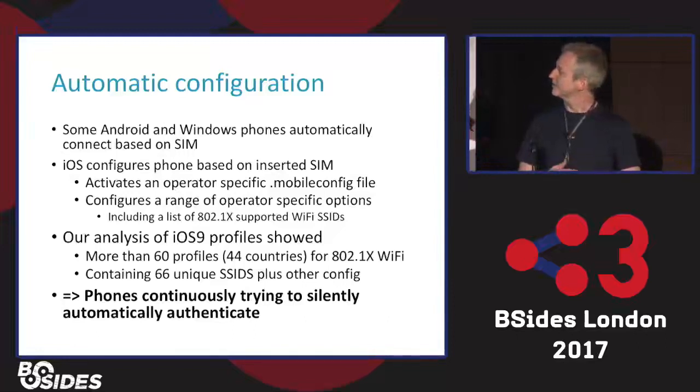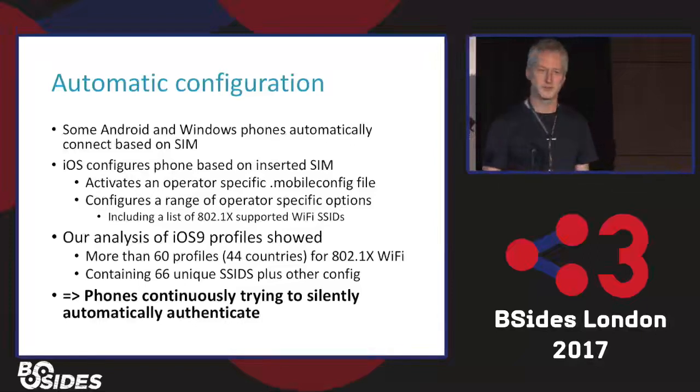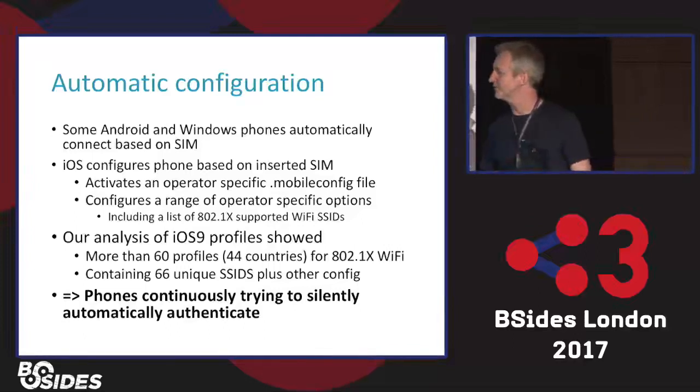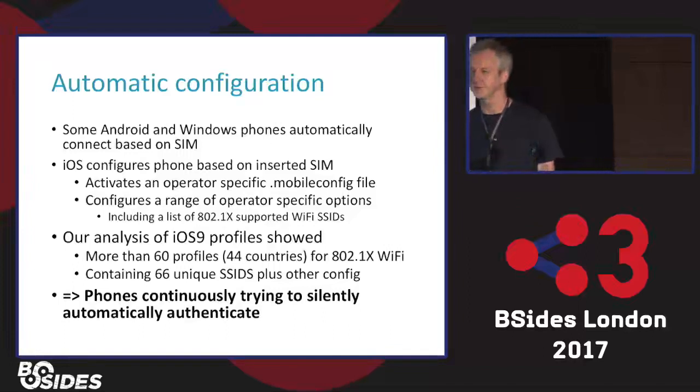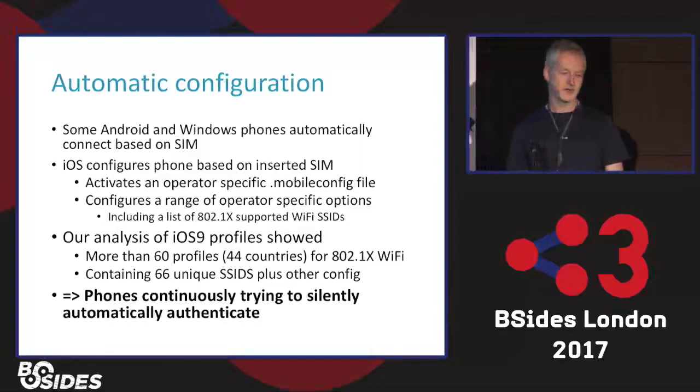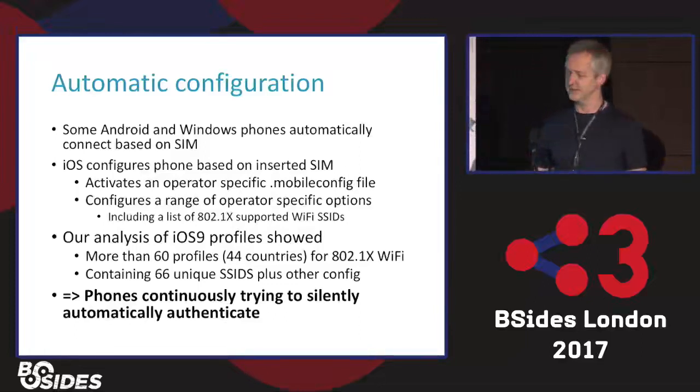It activates a specific kind of .mobileconfig, and the things that it configures, in the case of what we're interested in here, are operator-specific SSIDs. So the device is configured to look for those SSIDs. We did an analysis of iOS 9, just on a jailbroken phone, and found more than 60 profiles spanning 44 countries that provide for 802.1x Wi-Fi. That contains 66 unique SSIDs, plus a bunch of other random config as well. But the upshot of this is that phones are continually trying, silently, to automatically authenticate to these SSIDs.